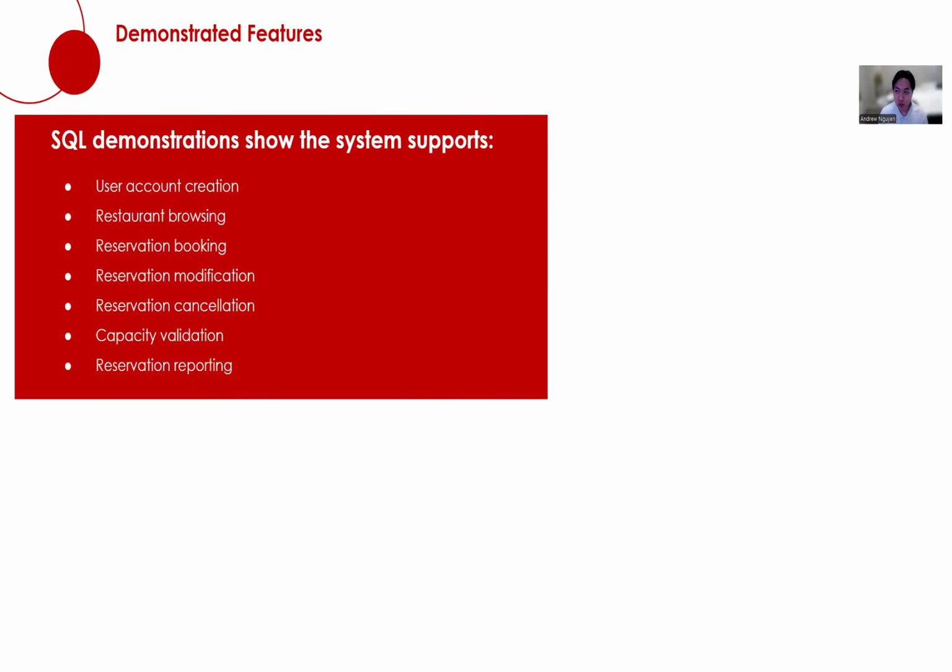Reservations can be booked by users, and they can be modified by users, who can change the party size as long as it is within the party size limit that the restaurant can set. They can cancel the reservation, and then there is the reservation reporting, where restaurants can pull all their reservations for a given day to see what to expect.